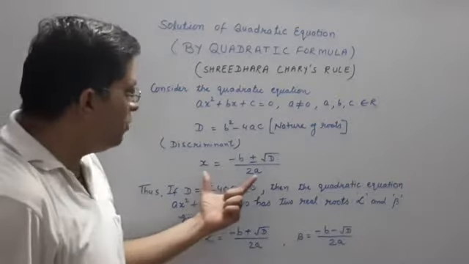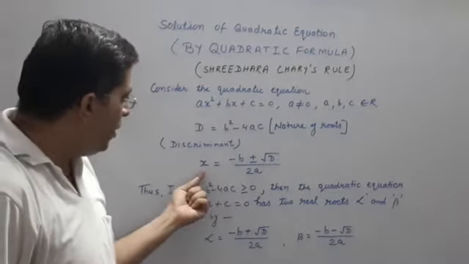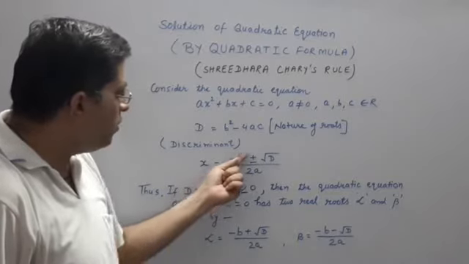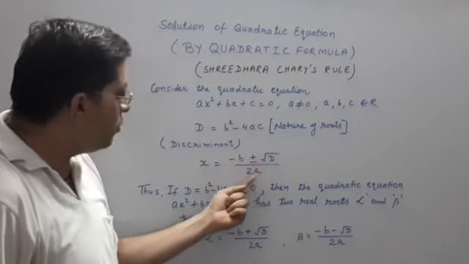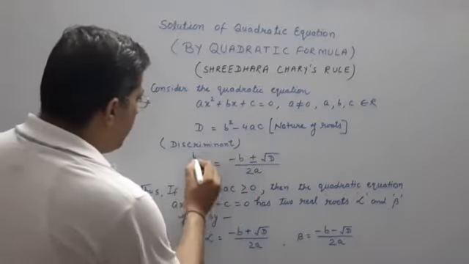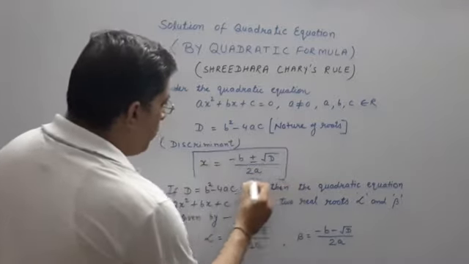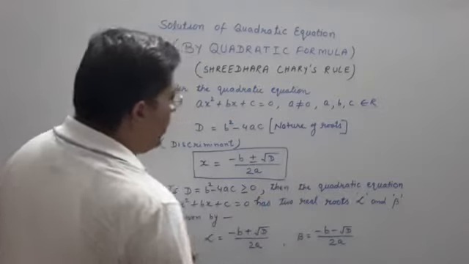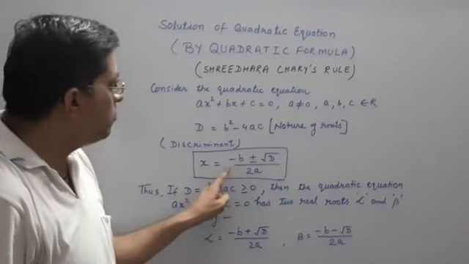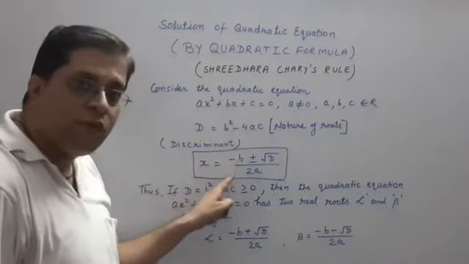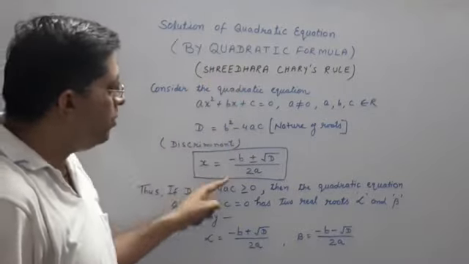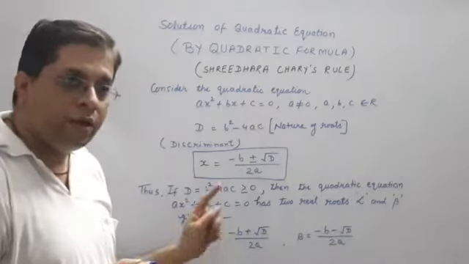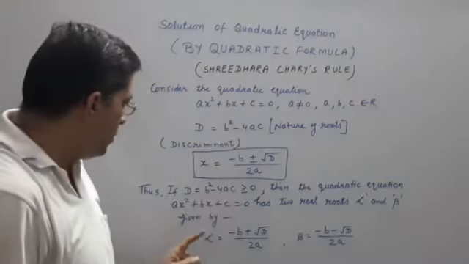And the main formula is x is equal to minus b plus minus under root D upon 2a. This is the formula to find the root of any quadratic equation, and this is called Sridharacharya formula, or in other words quadratic formula also. It can come in exam in this way.